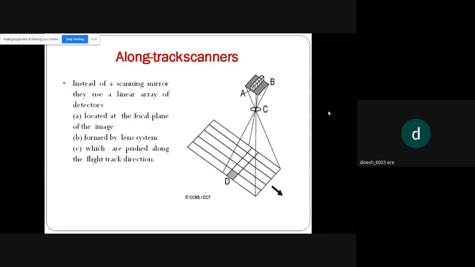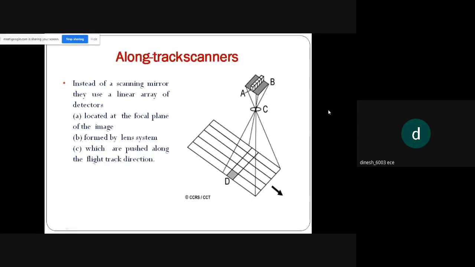Next is the along track scanners. The difference between across track and along track is that instead of using a scanning mirror, we directly use a linear array of detectors which focuses on the track. This linear array of detectors is located at the focal plane of the image formed by the lens systems, which are pushed along the flight track direction.